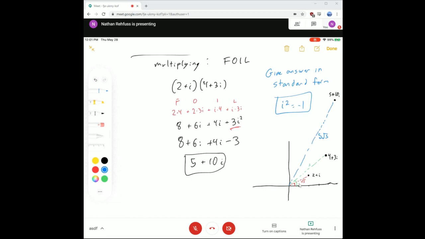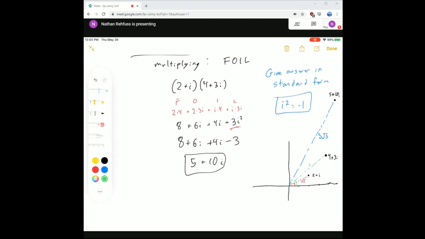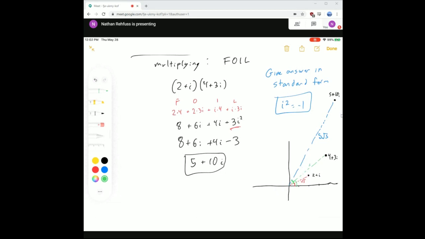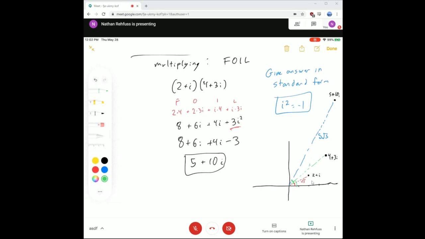But even cooler is this. Check this out. If I take this red angle and add it to the green angle, the answer is exactly the blue angle. So if this was, say, 20 degrees and this was 30 degrees, then the blue line would be 50 degrees. So in that sense, multiplication in the complex plane is rotation.